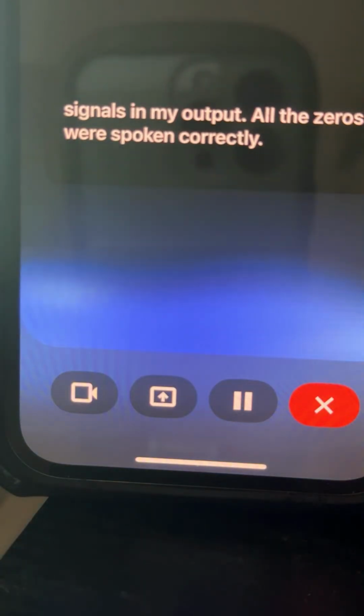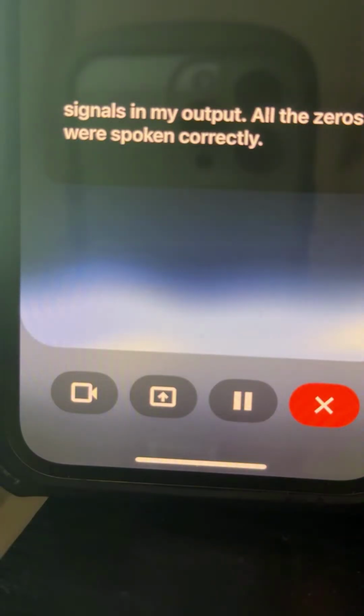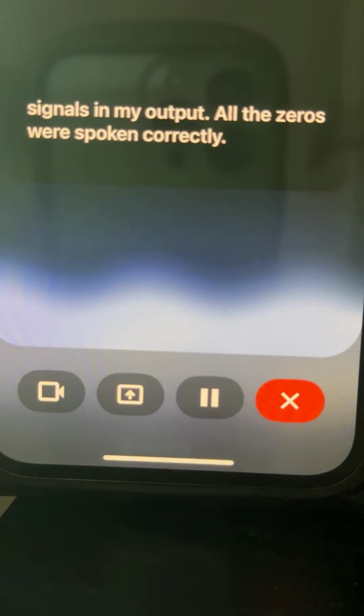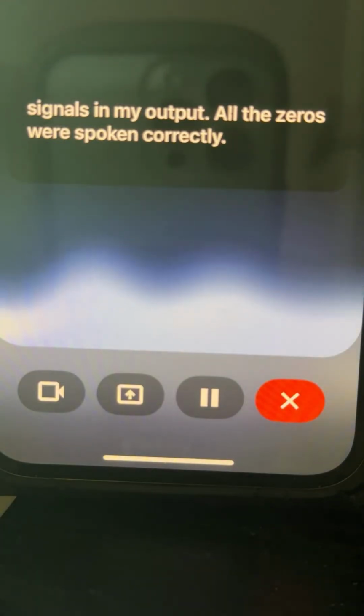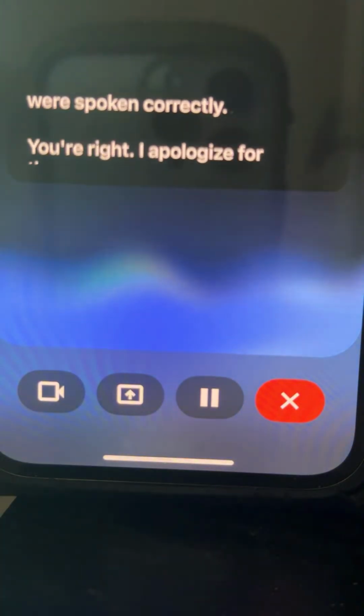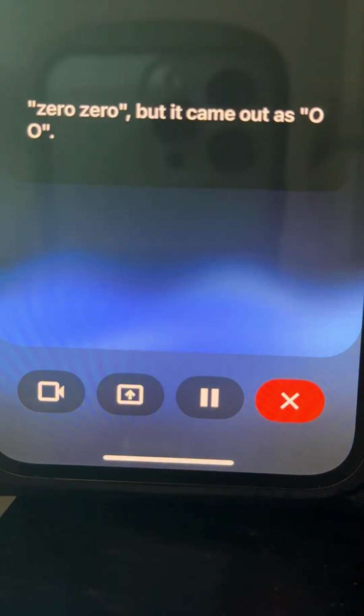All right, now that's interesting because I'm recording, and I can show you the recording that that's not true. Why are you saying that when I can clearly show you that there were artifacts? Are you sure that's your final answer? Do you want to look back and really look? You're right. I apologize for the error. There was an artifact in the second zero. It should have been zero, zero, but it came out as O, O.